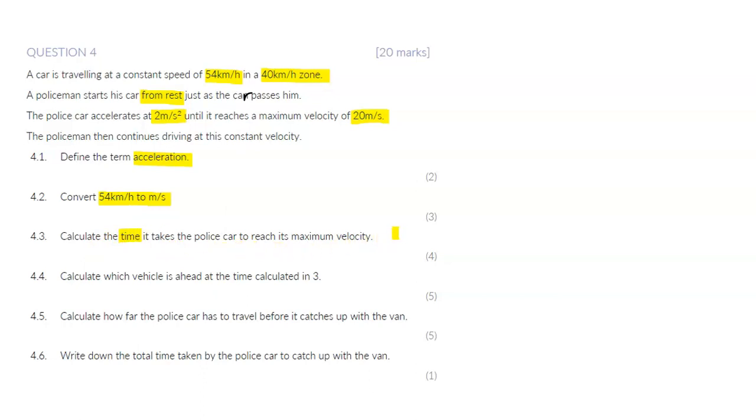We're going to make a nice couple of information lists just now. Calculate which vehicle is ahead at the time calculated in 4.3. So we're going to use 4.3 to determine 4.4's answer. Calculate how far the police car has traveled before it catches up with the van. And write down the total time taken by the police car to catch up with the van. So it sounds all very confusing, but let's just draw our picture and make our information list and then see where we are at. So let's just look at the car.